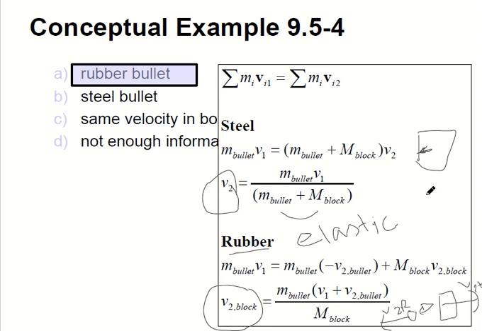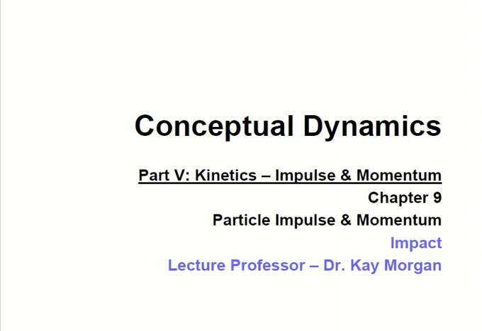So that's what you see. This one is a steel bullet, inside and together with the block. Alright, then we go into the example problem.